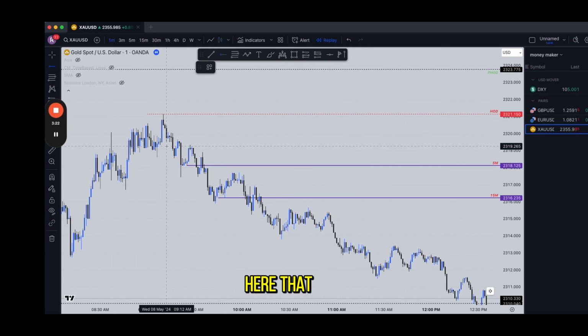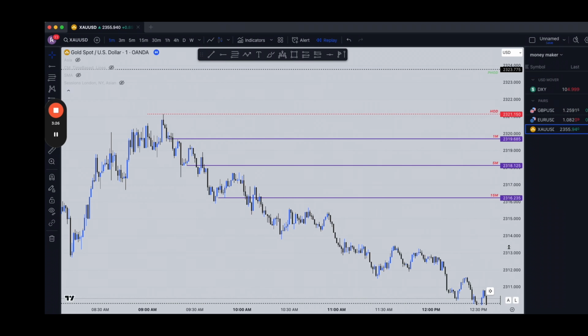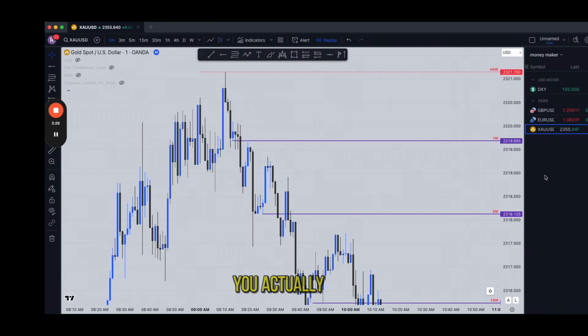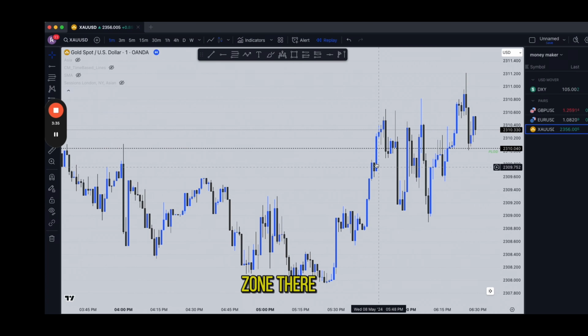We go here, that one's mitigated. That one there is not mitigated. It might look like it, but if you actually stretch price out, it was close, but it never tapped it, so that's another valid zone there.